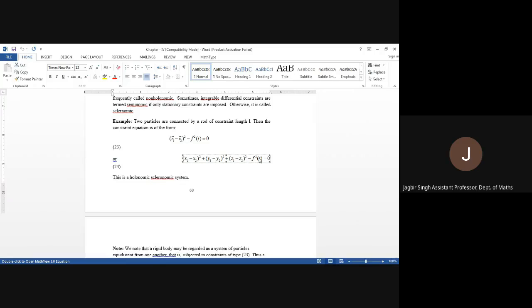Now, this one is a holonomic system. Why? Because there is no restriction on time or velocity. Okay, so this is a holonomic system. Non-holonomic, we will discuss it later on.